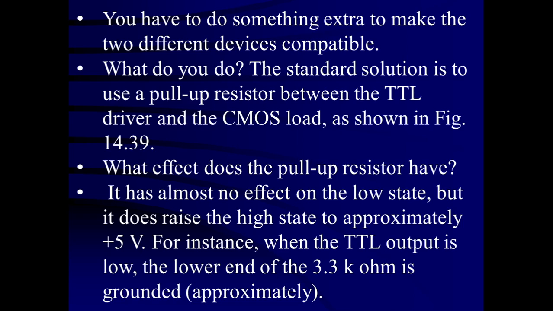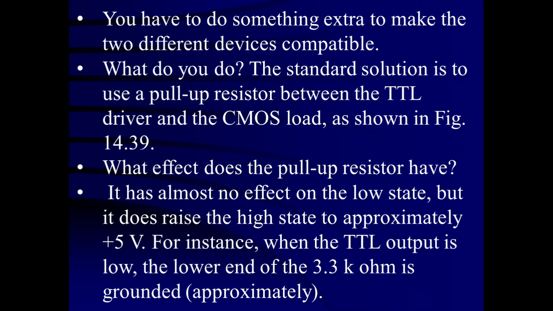For instance, when the TTL output is low, the lower end of the 3.3 kilo ohms is grounded. What is the output of the TTL? You visualize mentally that there is a 130 ohms resistance, then there is a transistor Q3, then there is a diode D1, and then there is a transistor Q4, which is a saturated transistor, and it is connected to the ground. The collector of the Q4 is taken as output.